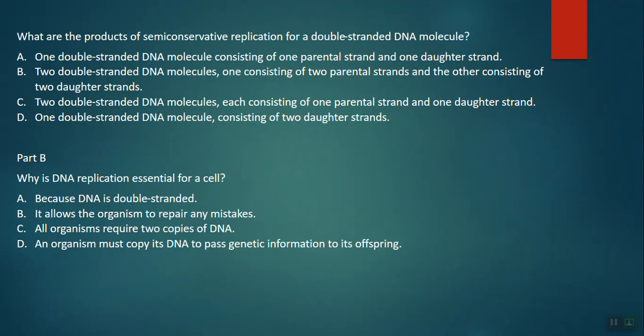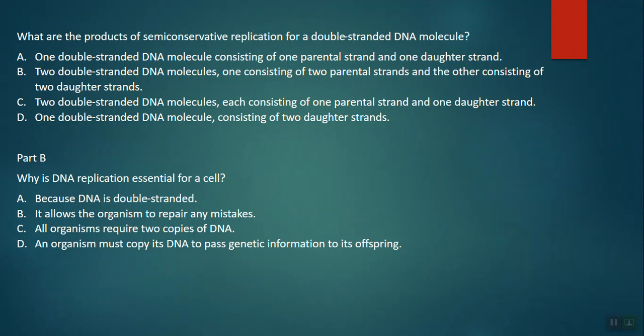All right, welcome back. So, the very first question on our activity asks, what are the products of semi-conservative replication for double-stranded DNA molecules? With the double-stranded DNA molecules, the strands are going to rip apart from one another, and then they are the template strands, and then you will make a corresponding strand off of that, a complementary strand off of that template.